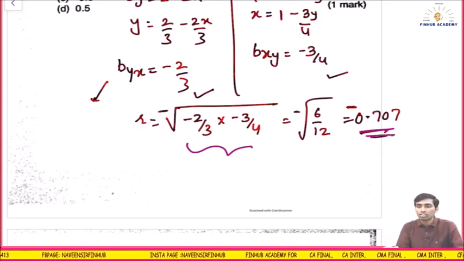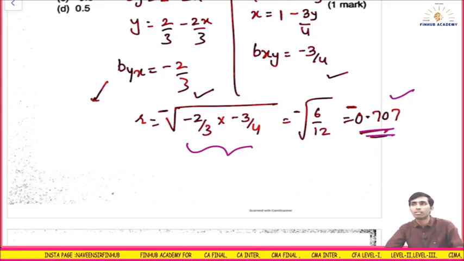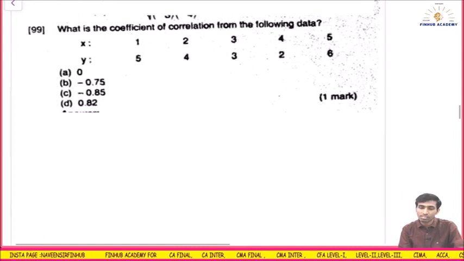If your assumption is wrong, r will be something greater than 1. Take the reciprocal, and automatically you will get the correct r. Take the reciprocal of this. This also we have done. I am just giving you the revision.